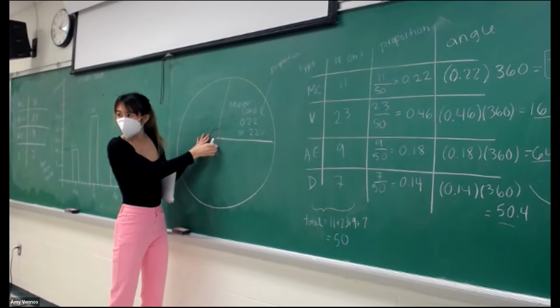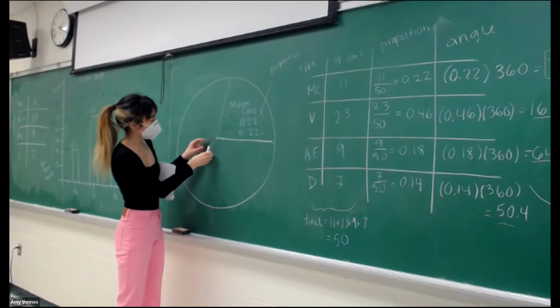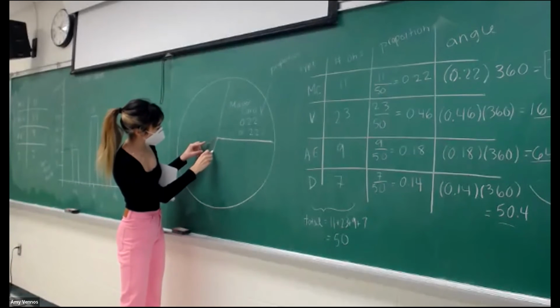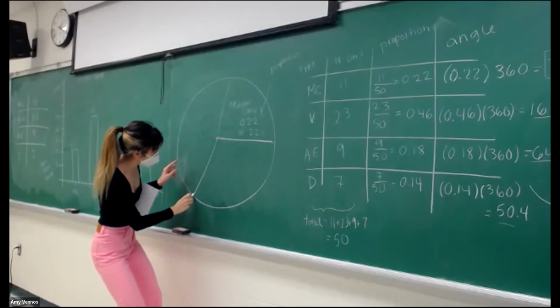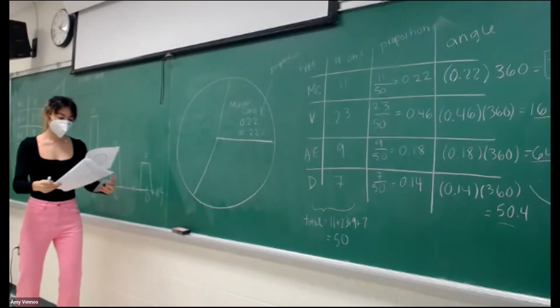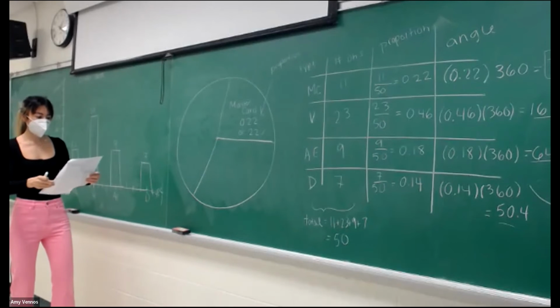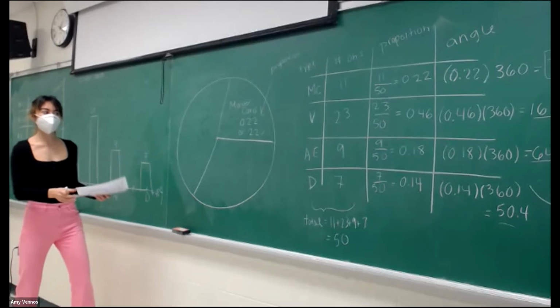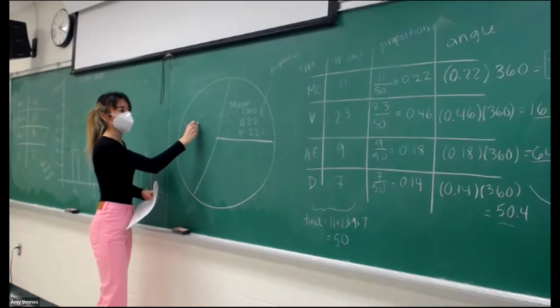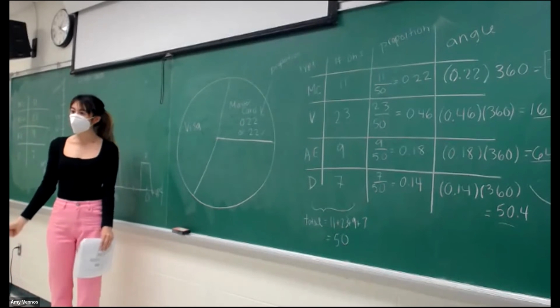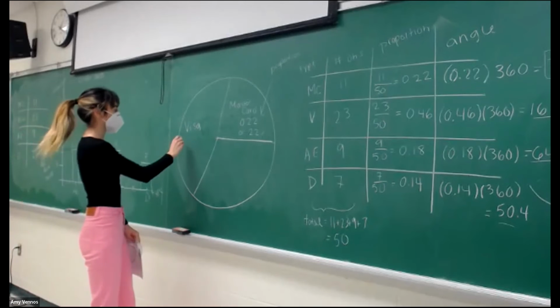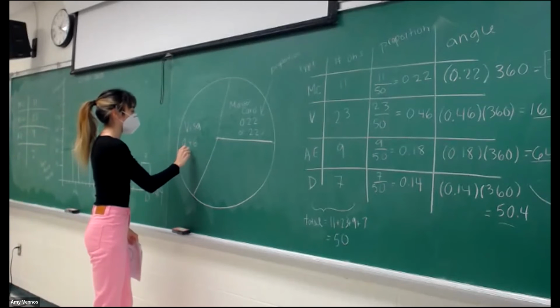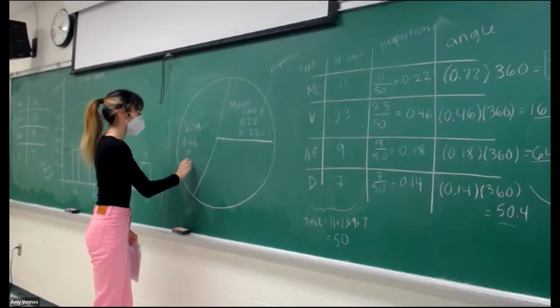Any questions so far? All right, finally, we're going to draw an angle. Like that. Ooh, that's hard. All right. And of course, we're going to label it. And we're not writing the angle, but the proportion. So 0.46 or 46%.